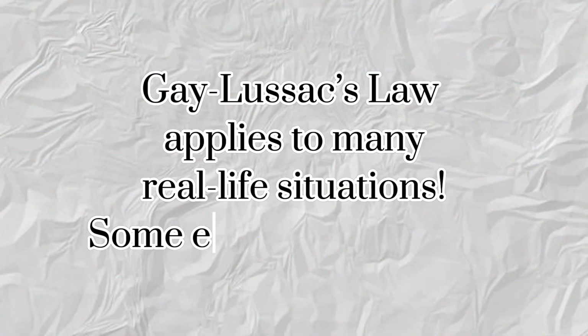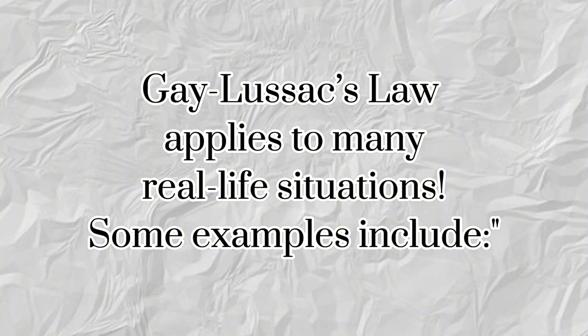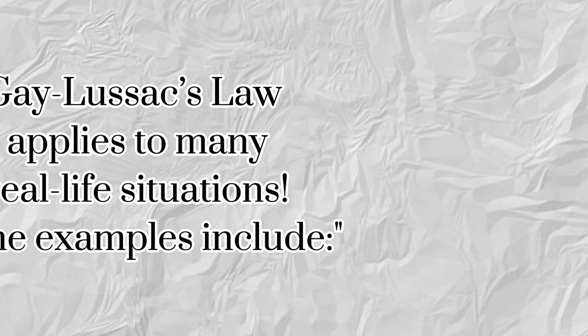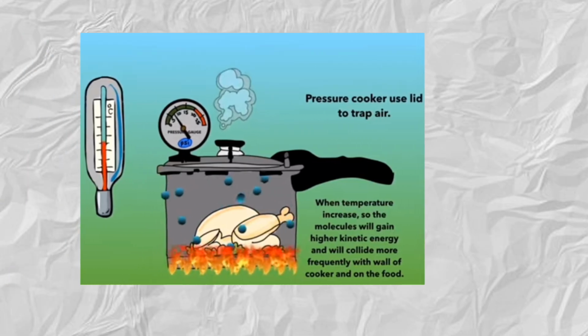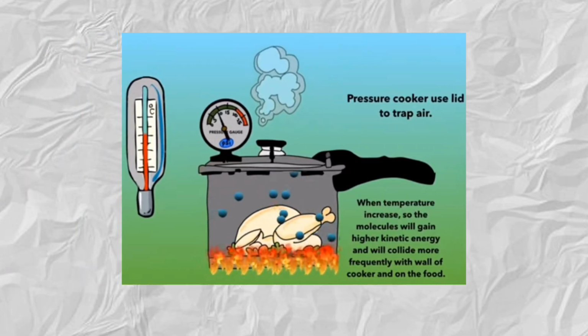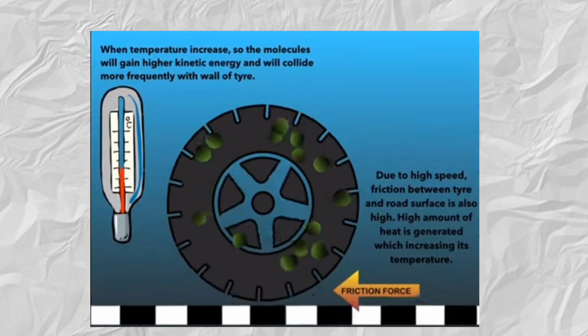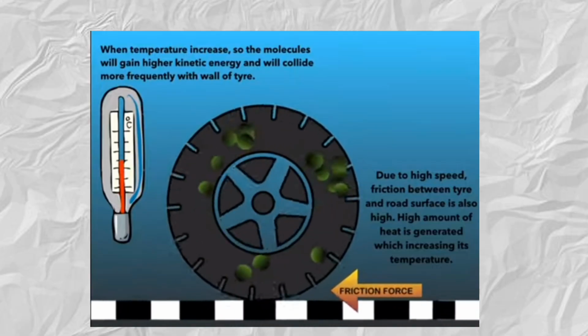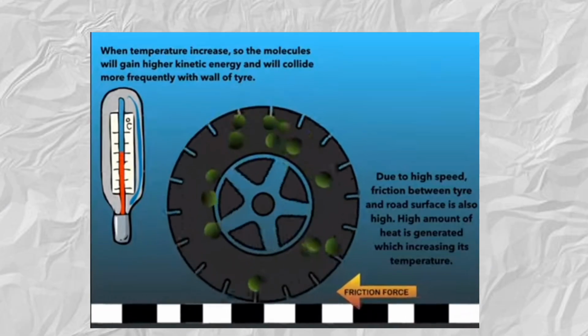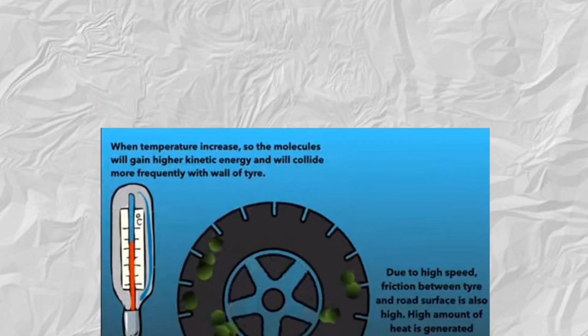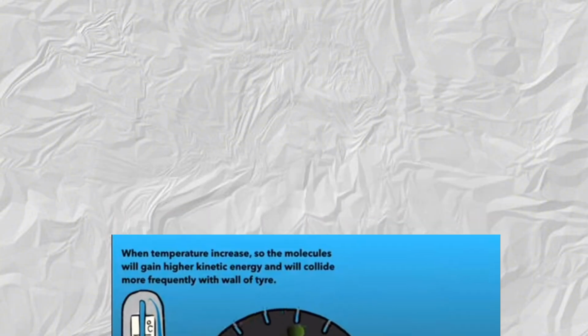Gay-Lussac's law applies to many real-life situations. Some examples include pressure cookers, which trap steam inside. As the temperature rises, so does the pressure. This cooks food faster than regular boiling. On hot days, you might notice your tire pressure increases. That's because the air inside heats up. And since the volume of the tire stays the same, the pressure increases, just like the law predicts.